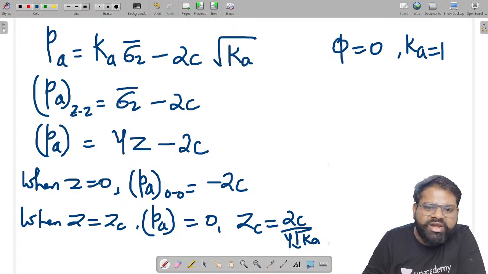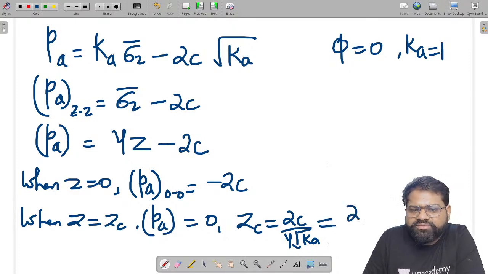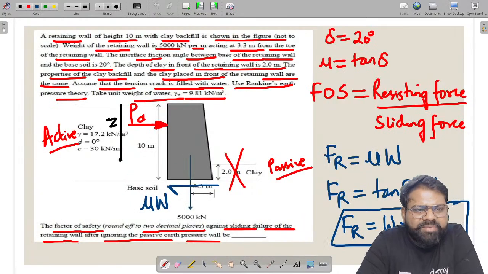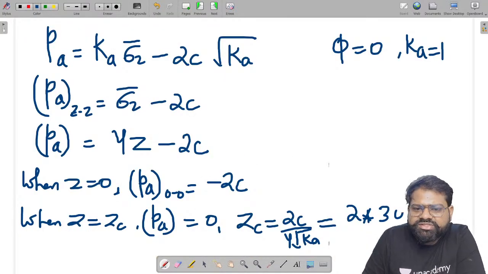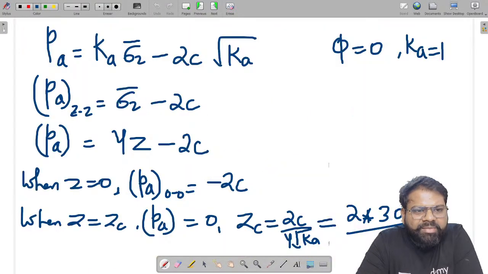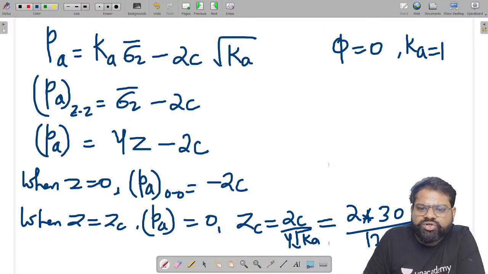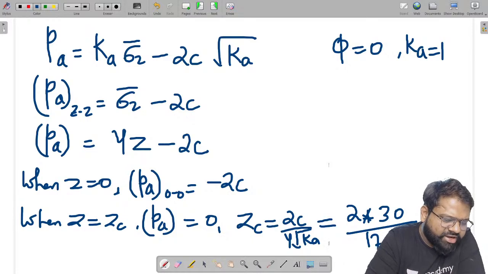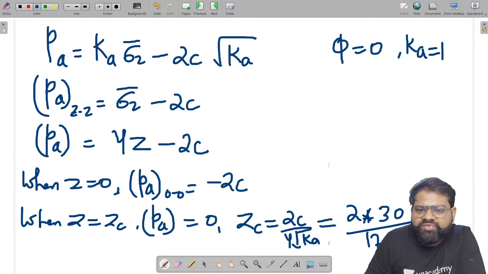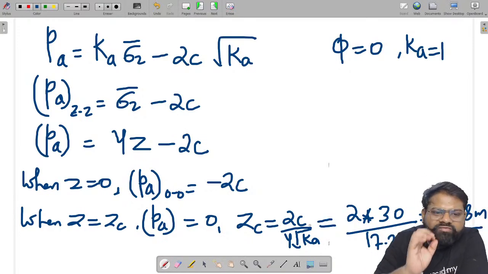You can easily calculate the value of ZC. The value of ZC comes out to be 2 multiplied by C, where C is 30, and gamma is equal to 17.2. So the depth at which the active earth pressure becomes 0 is 2 into 30 divided by 17.2, which comes out to be 3.488 meter. This is the depth at which the active earth pressure is 0.